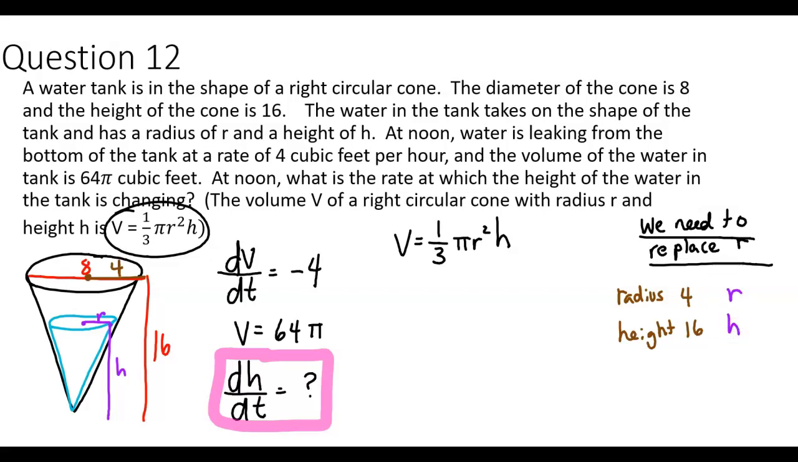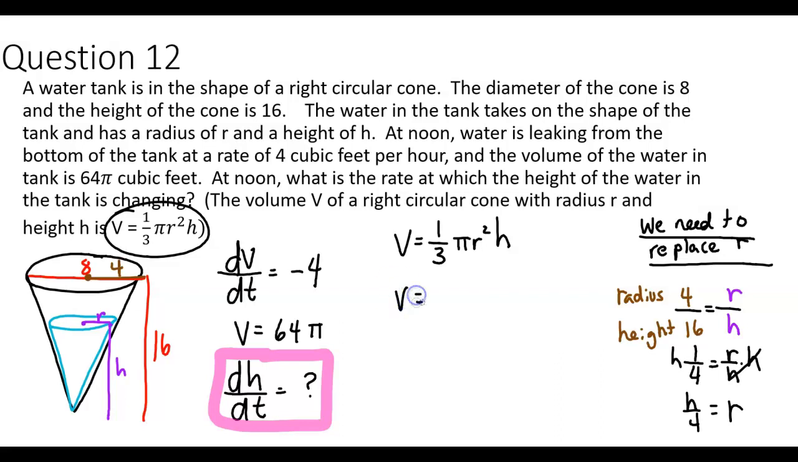And it turns out since these shapes are similar shapes, that means they should have equal fractions. So that means that the ratio of the radius to the height should be the same for both of them. So 4/16 is equal to r/h. I'm going to reduce my fraction there. And since I want to get r by itself, I'm going to multiply both sides by h, and I end up with r equals h/4. How does this help me replace r?